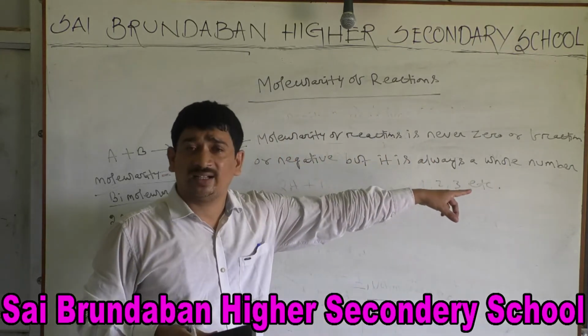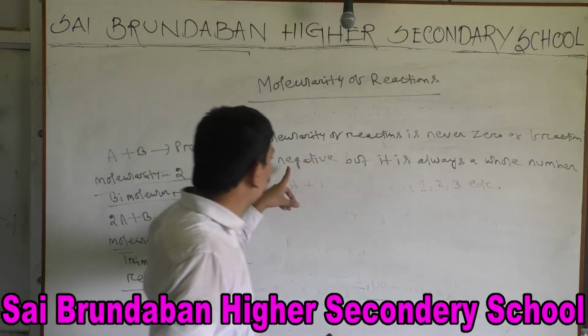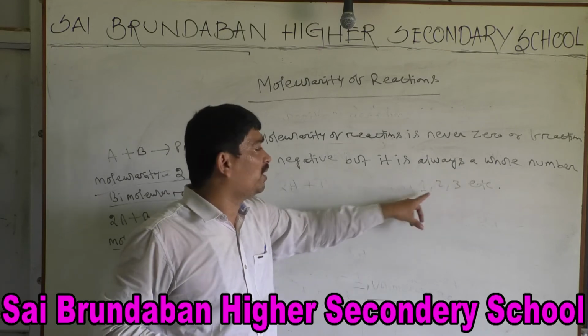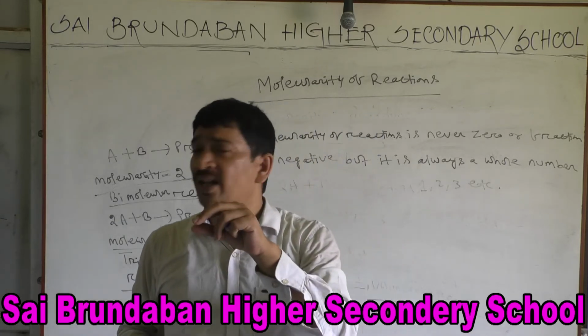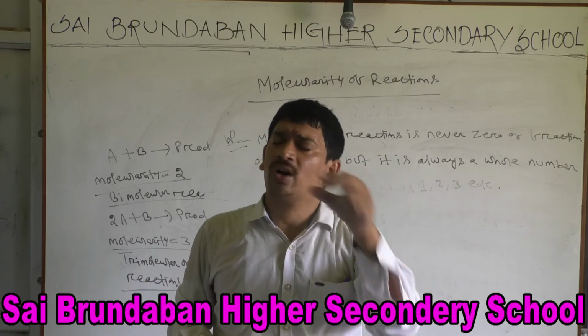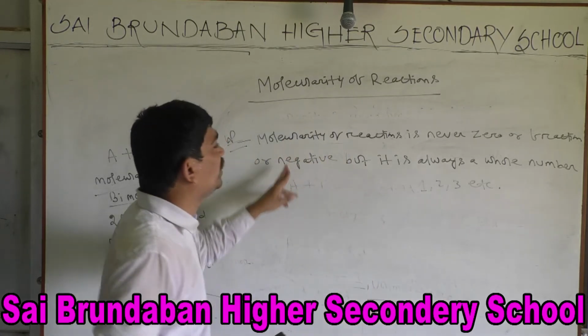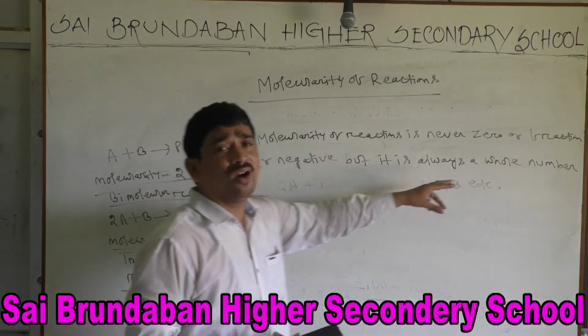The molecularity of reaction is never zero, fraction or negative. It is always a whole number. Whole number means 1, 2, 3, etc. But order of reaction may be zero, fraction or negative. But molecularity of reaction is never zero, fraction or negative. It is always a whole number. Clear?